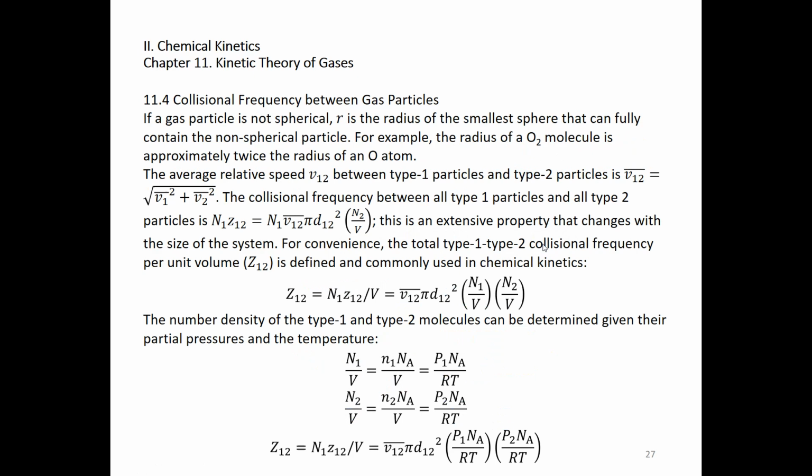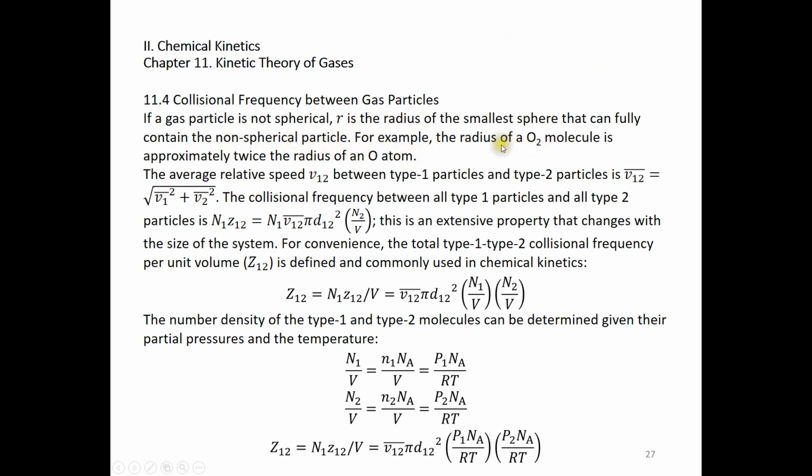What if a gas particle is not spherical? How can we get the radius? Well, we can still estimate the radius of a non-spherical gas particle. For example, water is not spherical, oxygen O2 molecule is not spherical, but in this case we can simply define R to be the radius of the smallest sphere that can fully contain the non-spherical particle.